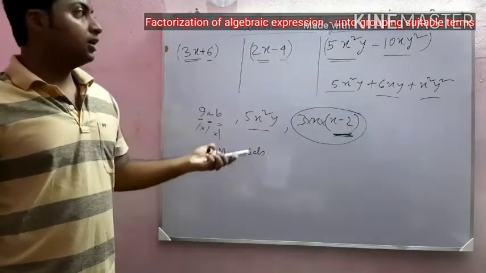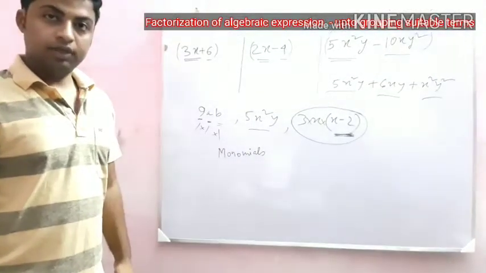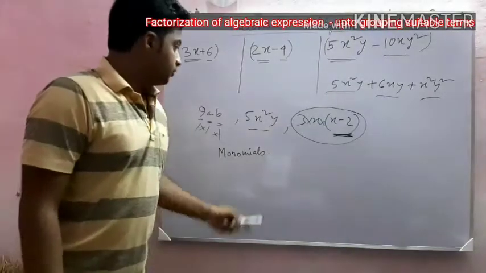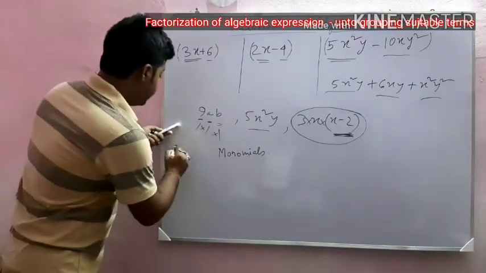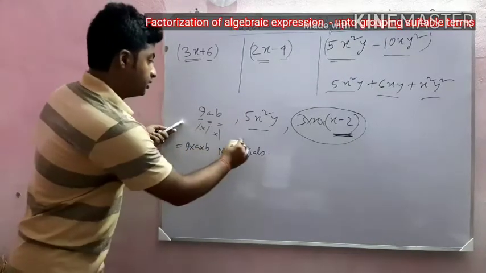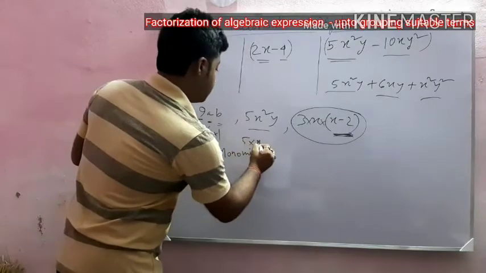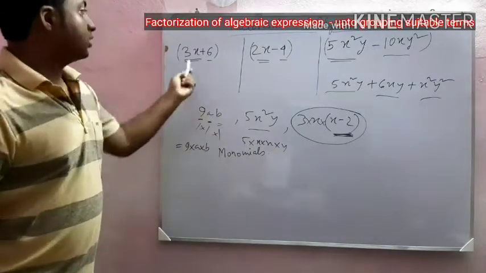You have already learned about this in your previous chapter, algebraic expression, right? So for monomials, you need to just multiply them. These are the factors. These are the factors of this. But for this case, what to do?